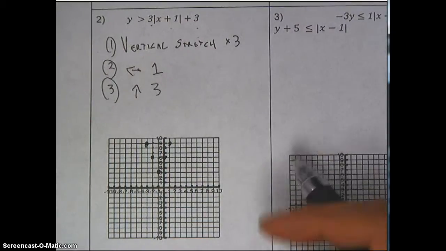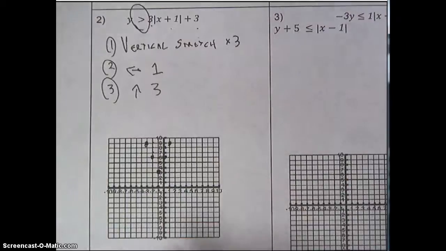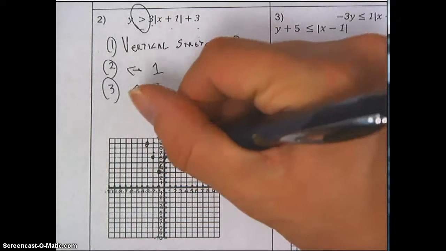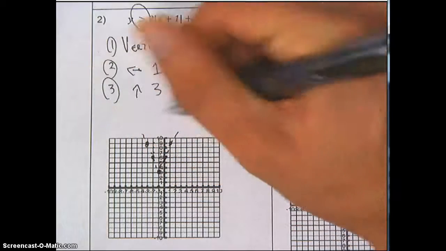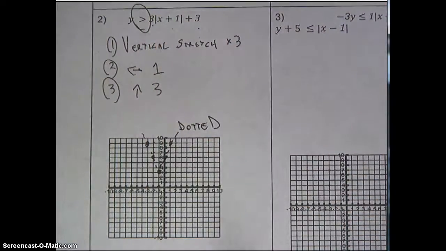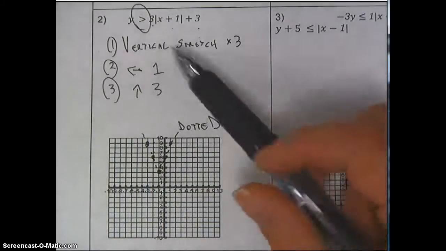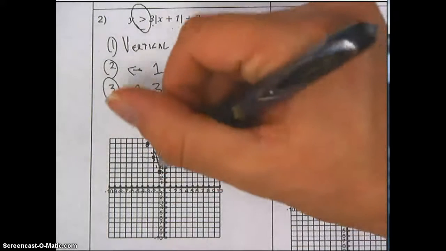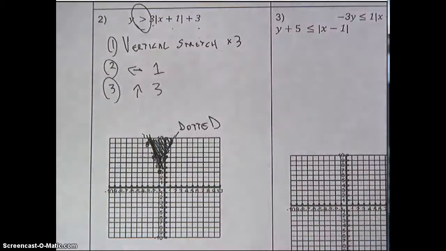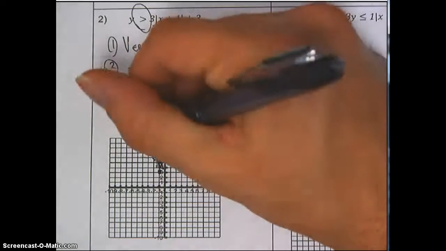But is it going to be a solid or dotted line? And for that, you need to look at this. It says y is greater than. It doesn't say y is greater than or equal to. So this is a dotted line. Let's put the word dotted right there because it's not real clear on the graph. The last step is to shade. So now we're going to want to shade above because greater than is above. Okay. This one's dotted too.